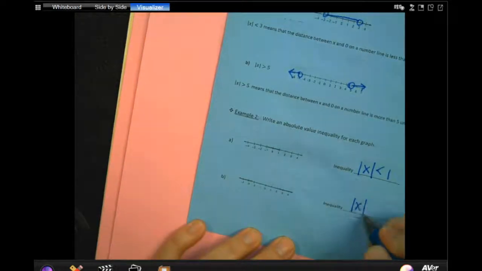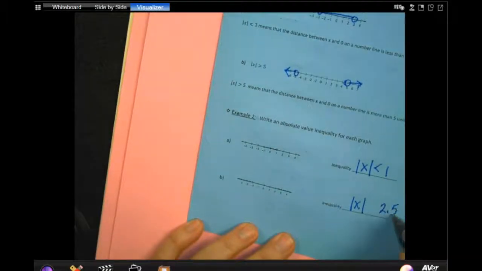So this time it's graphing out. So I'm going to do the absolute value of x. And what's the number I'm going to guess? 2.5. And then which way is the inequality going? Greater, because it graphs out. So that's what 1 through 4 looks like.